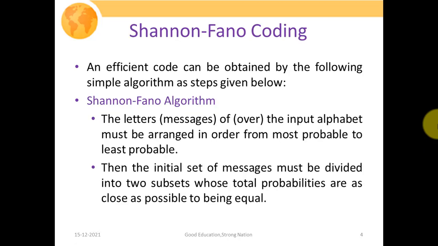An efficient code can be obtained with the simple algorithm whose steps are given below. The Shannon-Fano algorithm states that the letters of the input alphabet must be arranged in order from most probable to the least probable. We had already discussed stationary sources, where the source generates different symbols, and the symbols are independent of each other. That is, the occurrence of one symbol will not affect the occurrence of another symbol.